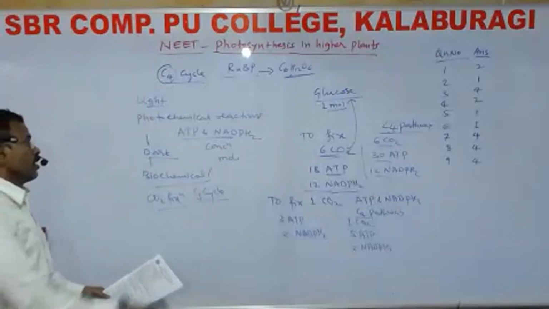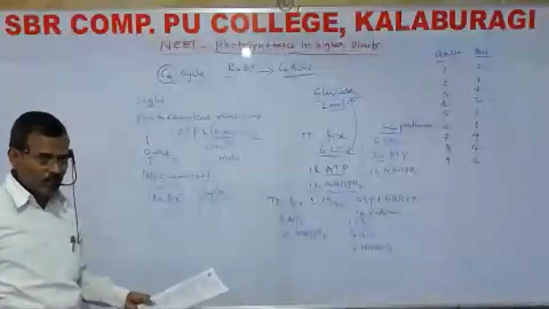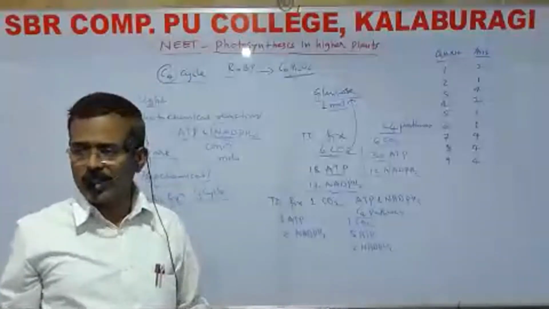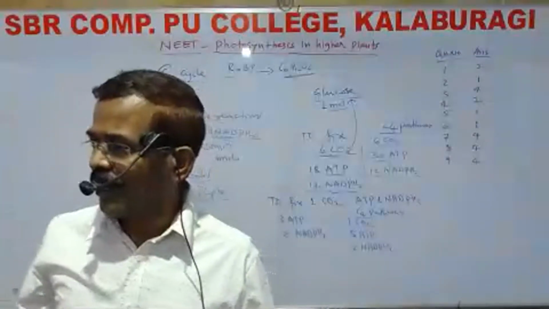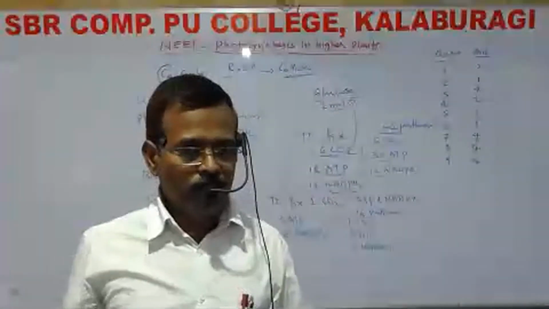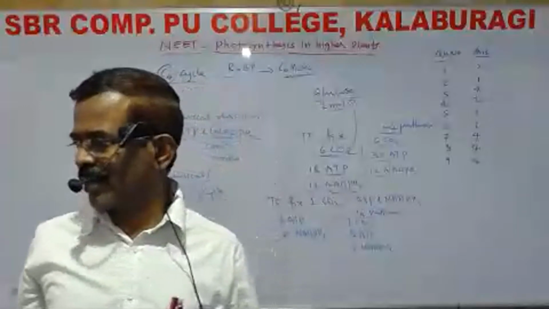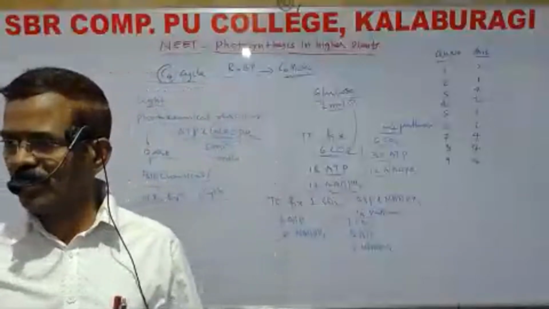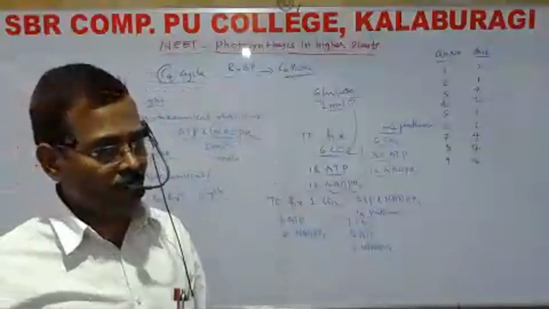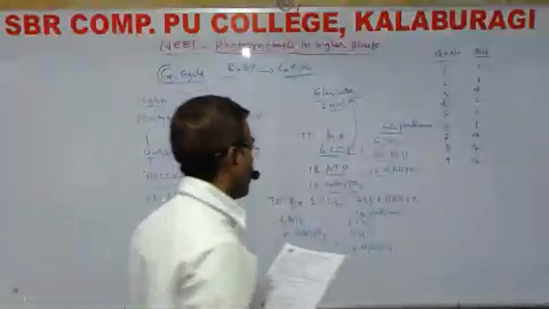When all the molecules of ATP and NADPH are used up, no more of these molecules are available, then the dark reaction can cease or stop. Once again, if you provide light, definitely light reaction occurs, synthesizes ATP and NADPH2, then dark reaction can continue independent of light. Okay, so the 10th one is the fourth.